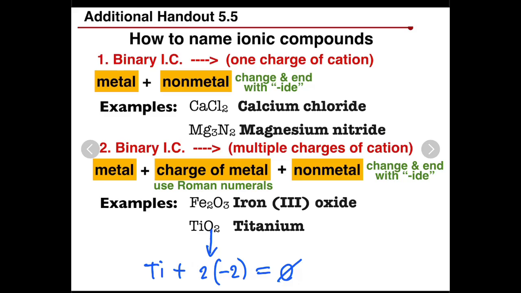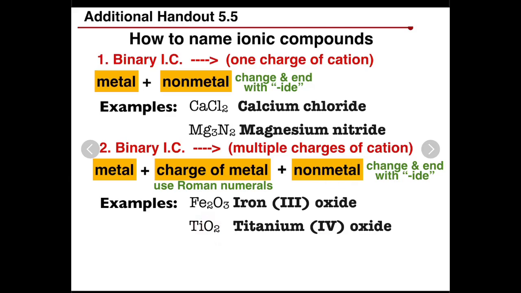If you do this, you are going to see that the titanium in this case comes out to have a 4 positive charge. This +4 is going to be part of the Roman numeral, so that would be 4. And you're going to end with oxygen, changing that to oxide. So that would be the name for it.